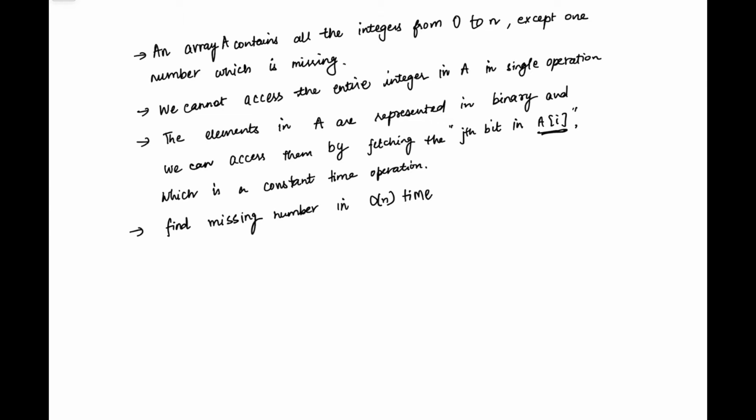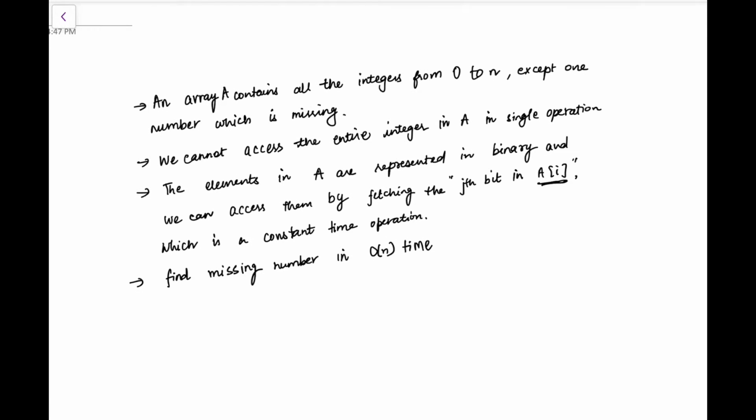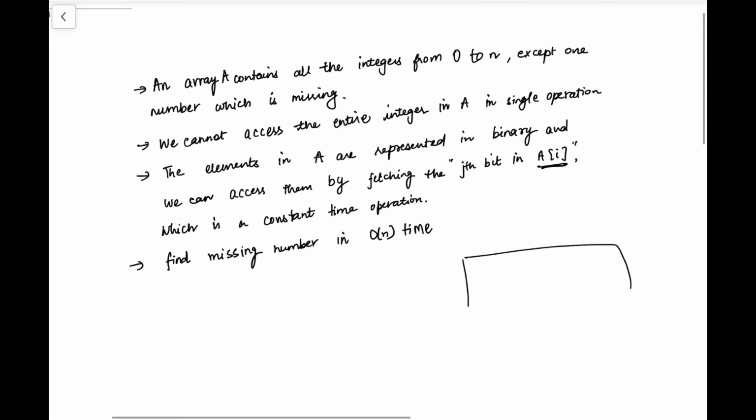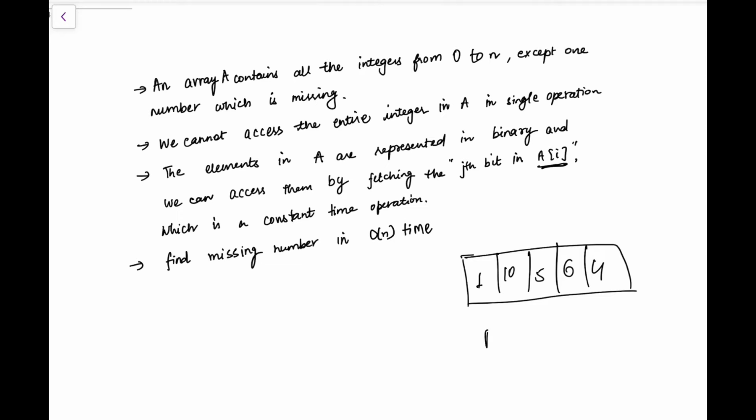So we've been provided an array A that contains the integers from 0 to n, but one of the integers is missing. So from 0 to n, there can be one integer which is not there in the array, and we cannot access the entire integer in the array. So for example, if I have an array 1, 10, 5, 6, 4, it is not allowed for me to do an operation like A of 1, and this will not fetch me 10. So this operation is not allowed.